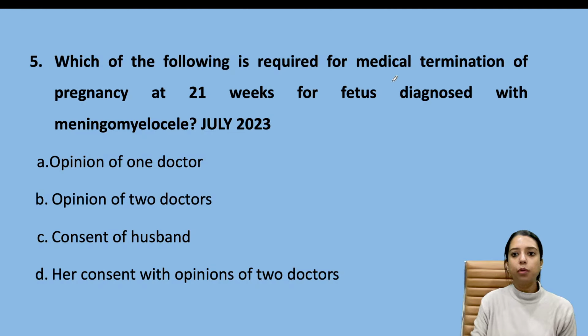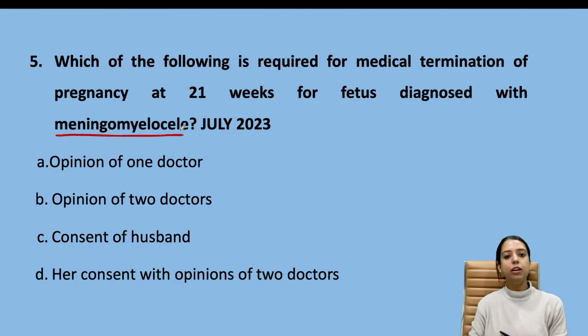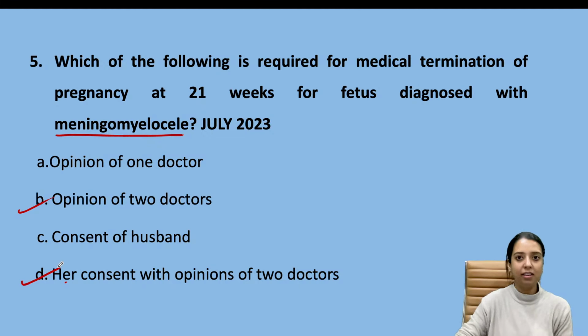Which of the following is required for MTP at 21 weeks of a fetus diagnosed with meningomyelocele? Meningomyelocele है उसको at 21 weeks. What permission is needed? Opinion of one doctor? No. 2 doctors? Yes. जैसे ही आप ये आंसर देखते हो, you mark it. नीचे आओ. हर consent and opinion of 2 doctors. उसकी भी तो consent चाहिए.